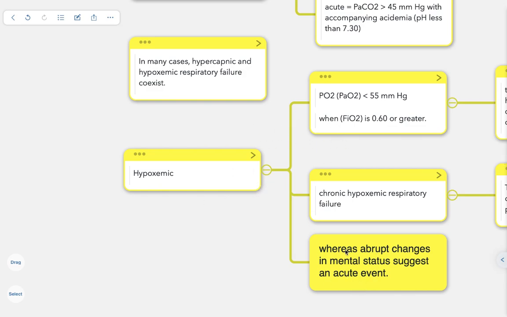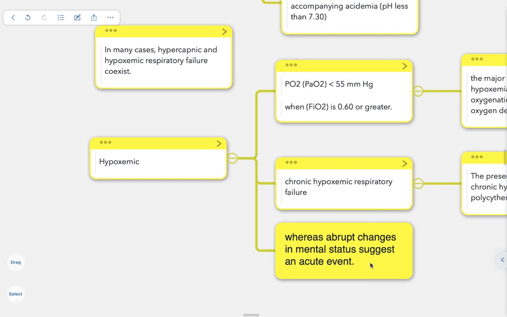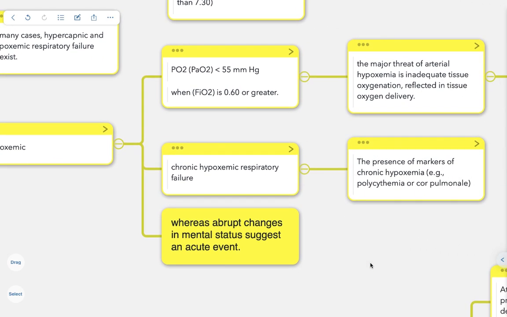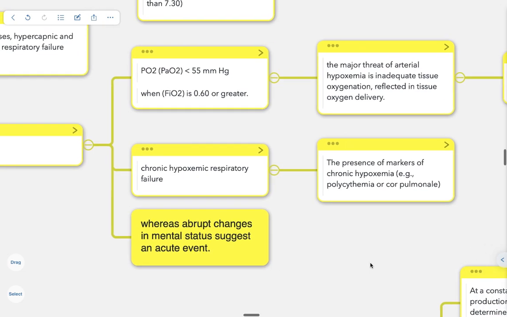Whenever there is an abrupt change in the mental status of a patient, that denotes an acute event. One thing you should understand is that the PaO2 here is less than 55 millimeters of mercury by definition when the FiO2 is 0.6 or greater. As we said, it is further divided into acute and chronic. Acute happens when the patient presents with an abrupt change in mental status. Chronic, on the other hand, is when the patient has markers of chronic hypoxemia. This could be in the form of polycythemia or it could also present as cor pulmonale, right?